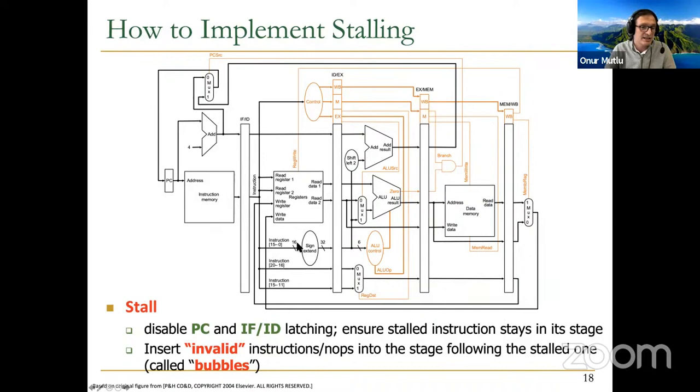Remember, we talked about scoreboarding. I'm not going to talk about it again. There are multiple ways of detecting this dependence in hardware, as we discussed last time. But you need to make sure that the instruction here doesn't move and the instruction here doesn't move. But this instruction here may be dependent on any of these instructions that are downstream. They should move, okay? So basically, ensure that the stalled instruction and any earlier, younger instructions in the pipeline stay in their stages.